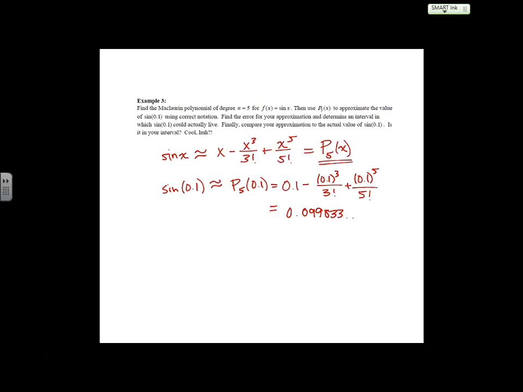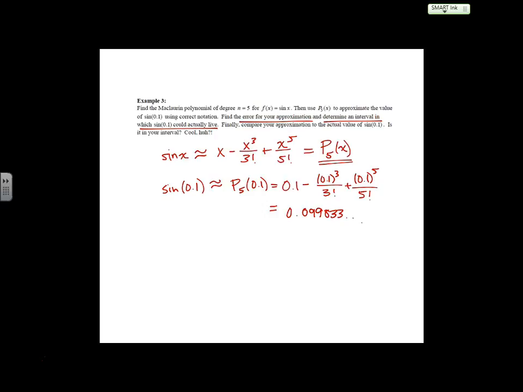Now hold on. How on earth can they be expecting us to find an error for the approximation and determine an interval in which the actual value could live? How could they be asking for the error? We're really close. Hold on, we're not supposed to do that yet. Wait, isn't that how you find the error? You're cheating. You're assuming you know the actual value, which in this one you can know by plugging in, but in other ones you can't. So how are we going to find the error for the approximation?